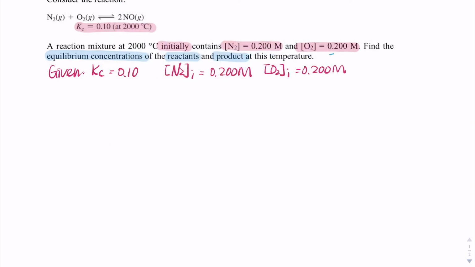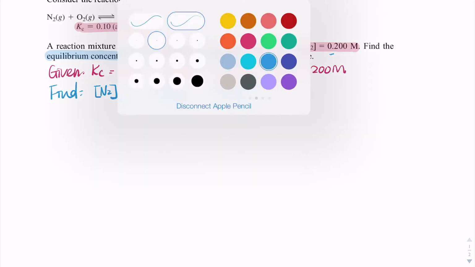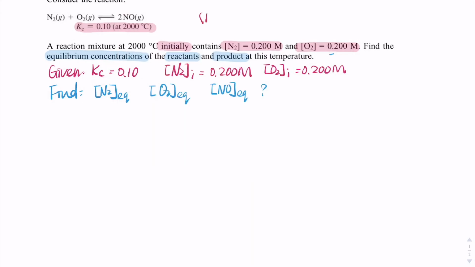So we're trying to find the concentrations of reactants and products, which will be N2 EQ, O2 EQ, and NO EQ. Those are the things we're looking for. For this type of calculation, we need an ICE table. We need an ICE table to help us figure out the relationship.